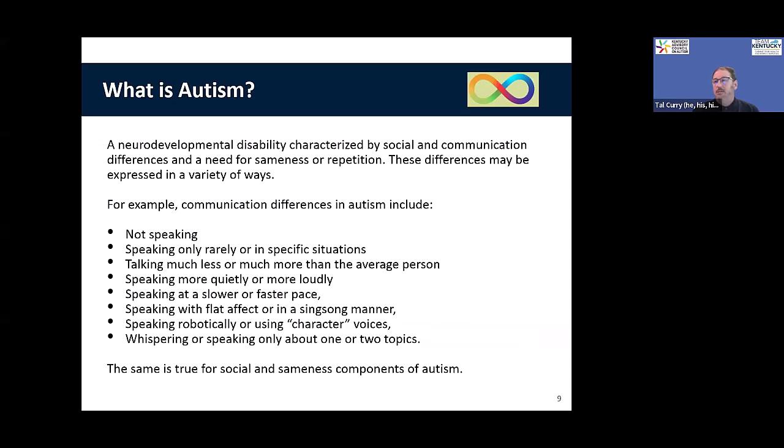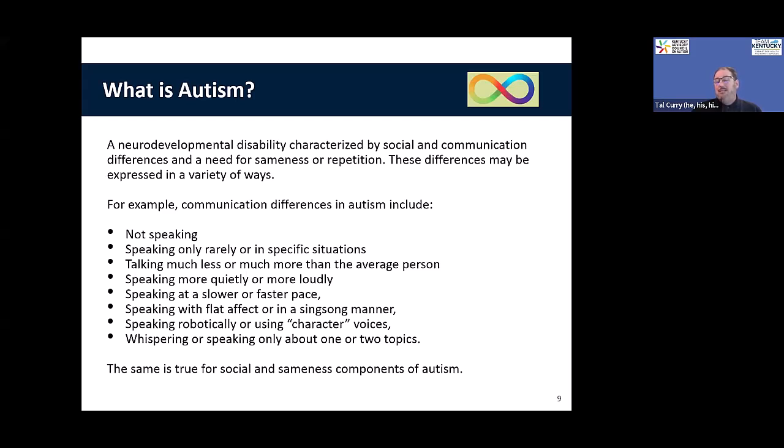For example, communication differences in autism can include non-speaking, speaking only rarely or in specific situations, talking much less or much more than the average person, speaking more quietly or more loudly, speaking at a slower or faster pace, speaking with flat affect or in a sing-song manner, speaking robotically or using character voices, whispering, or speaking only about one or two topics. This is really true for both social and the sameness components of autism.